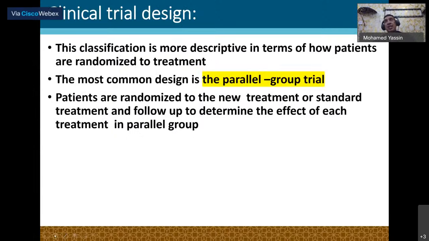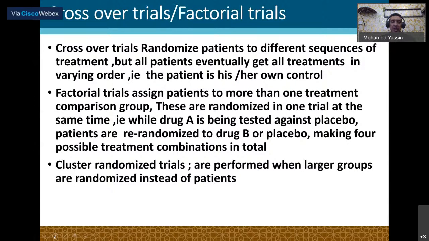So we just described that a clinical trial can be described by phases: phase 1, phase 2, phase 3, phase 4. There are also other types of clinical trial design, and this is a descriptive design. The most common of it is called the parallel group. What does a parallel group mean? It means I am testing 2 medications, just drug A and drug B. I will show you this one.